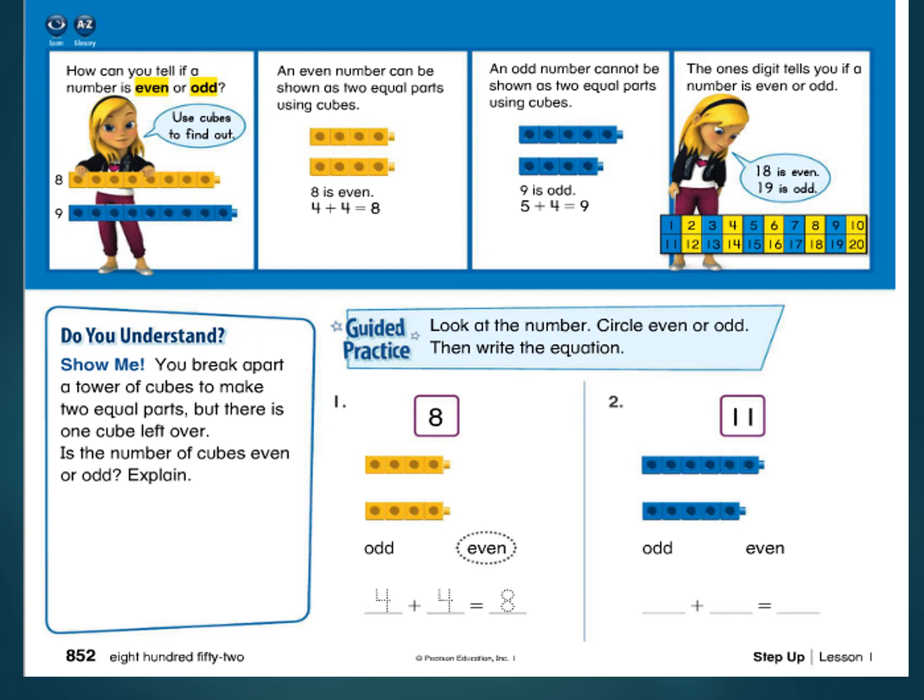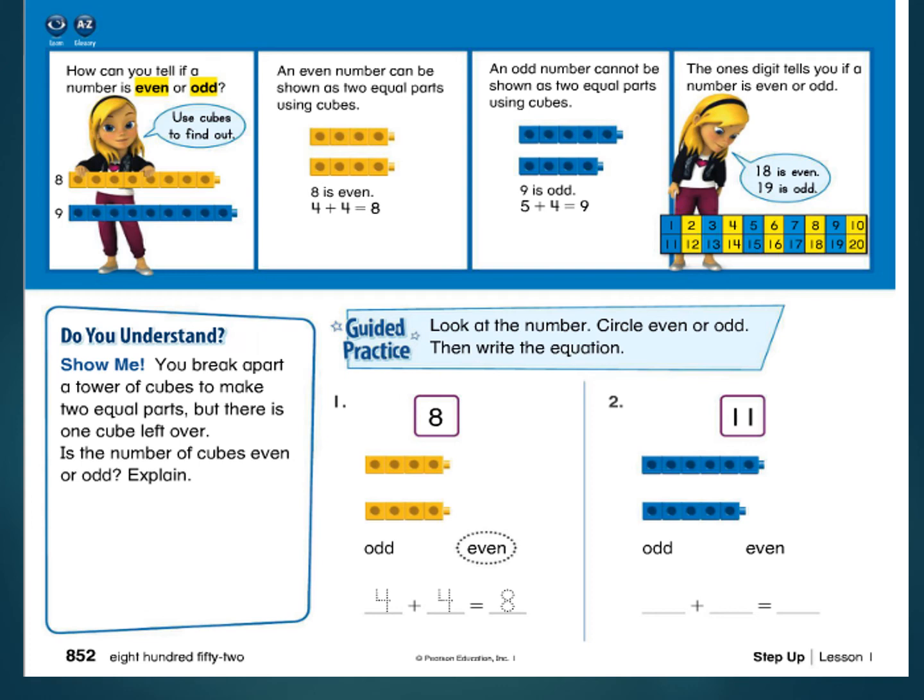What about the equation? Boys and girls, you can know the equation by looking at the cubes in the first row and second row. The first row represents the first addend and the second row represents the second addend. How many cubes in the first row? 4, great job. And how many cubes in the second row? 4. So 4 plus 4 equals 8.